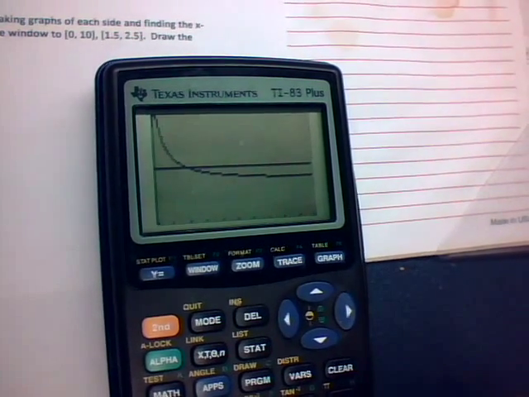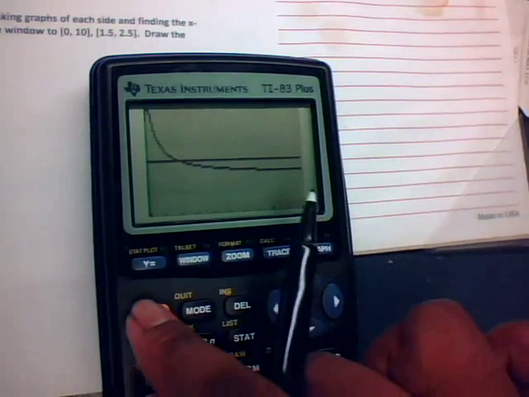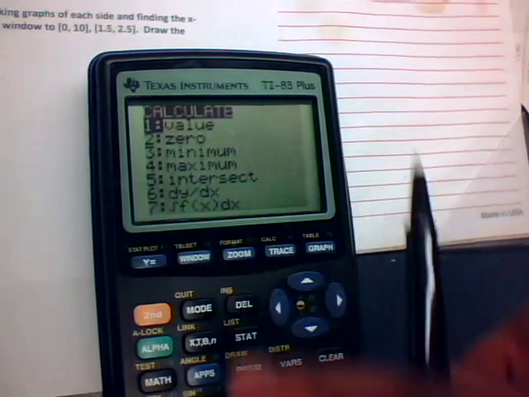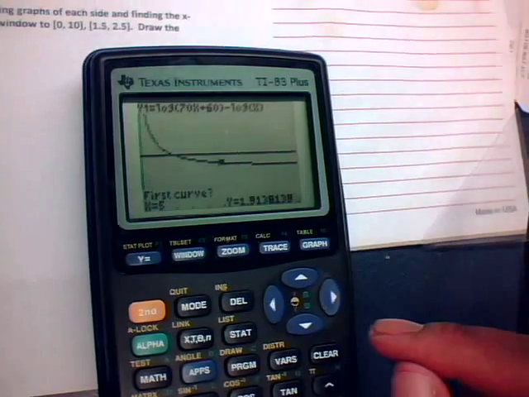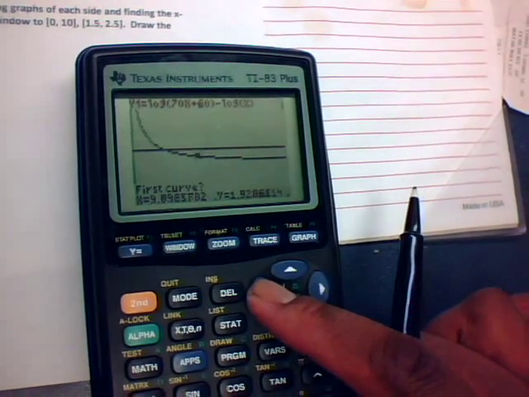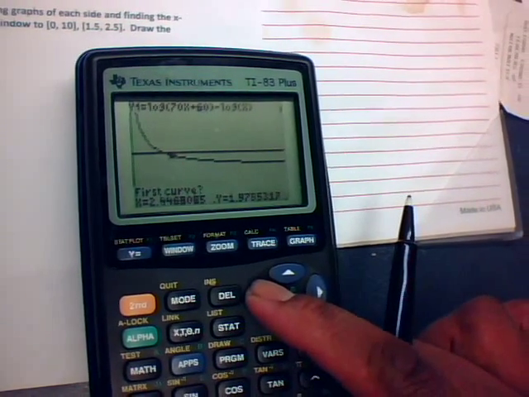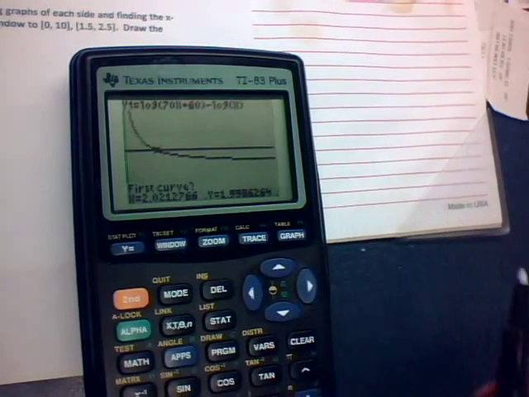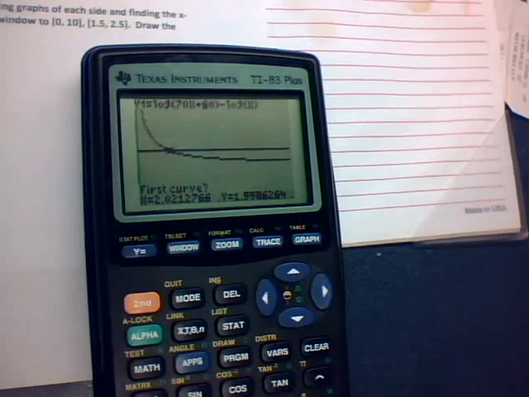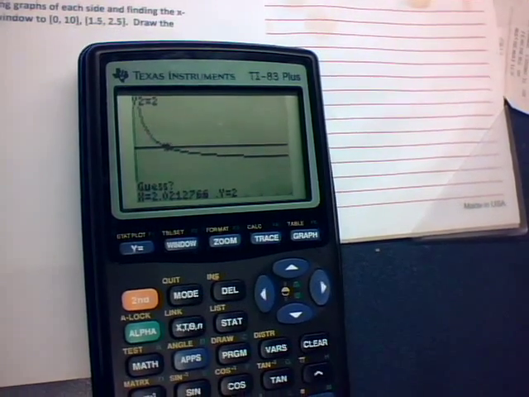Now the next step would be to find where those two graphs intersect. It's at this point. Press second and trace. Go to intersect, select number 5. And then for the first curve, you want to put the cursor at the intersection as close as you can. I'm using the left arrow key. It depends upon where your cursor is. Then press enter 3 times. That's 1, 2, and 3.